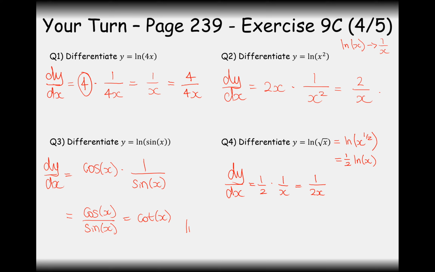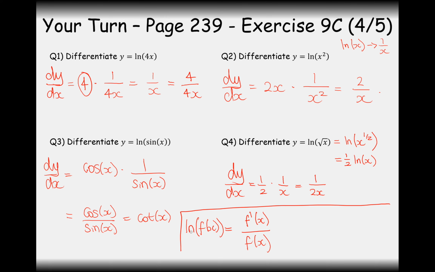Now, in general, what you can say is that if you have ln of f of x, you differentiate the inside function first, so that will be f dash of x, and then you times that by the derivative of the outside function, which is 1 over f of x. So it's going to be f dash of x over f of x. So this here is a standard result.